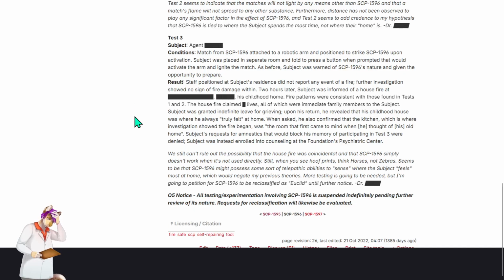The subject was placed in a separate room and told to press a button when prompted that would activate the arm and ignite the match. As before, they were warned of the nature and given opportunity to prepare. The staff positioned at the subject's residence did not report any event of a fire. Further investigation showed no sign of fire damage from within.